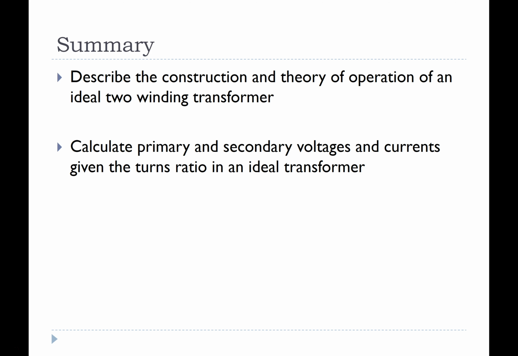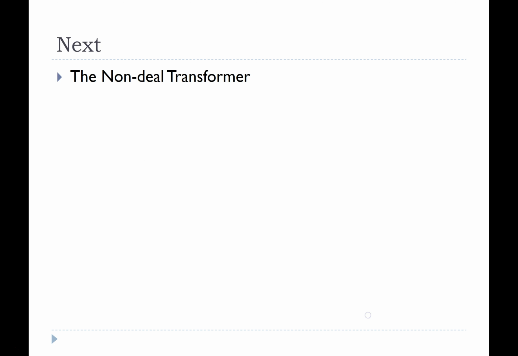So I hope by now you should be able to describe the construction and the theory of operation of an ideal two-winding transformer and calculate primary and secondary voltages and currents given the turns ratio in an ideal transformer. Next, we'll be looking at the non-ideal transformer. That is what happens when we start to incorporate losses in the system.